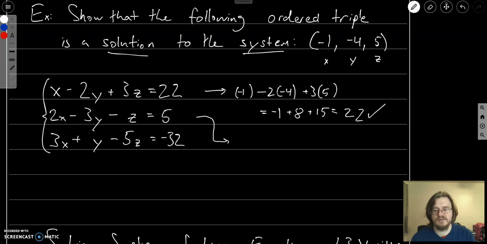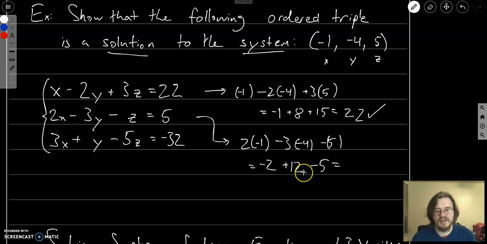How about the second equation? So let's plug in a -1 for x. We'll plug a -4 in for y, and we'll plug a 5 in for z. We'll get 2 times -1 is -2. -3 times -4 is going to be +12, and -5. So -2 and 12 will cancel out, and we'll get 10. Minus another 5 is 5, and everything works out.